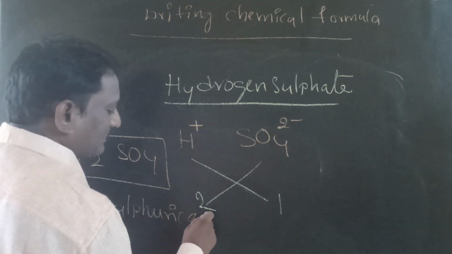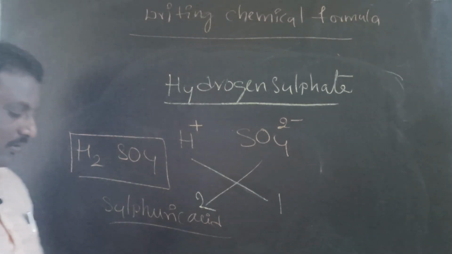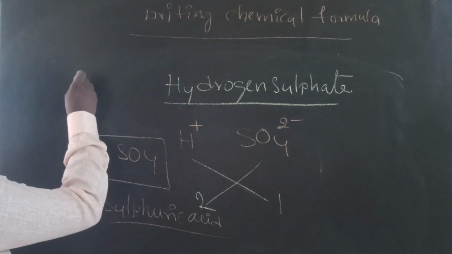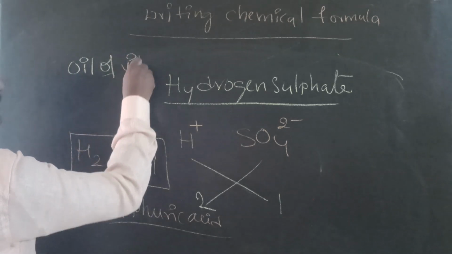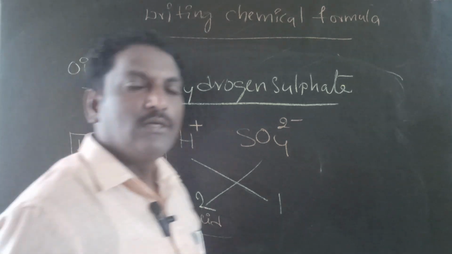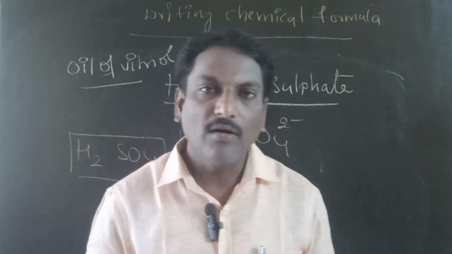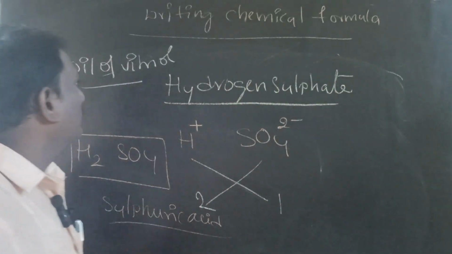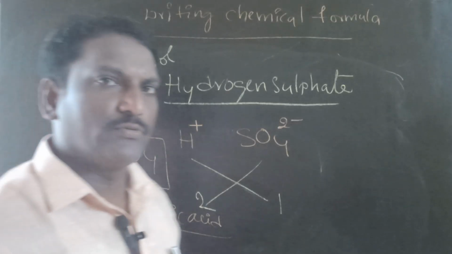Sulfuric acid is also called oil of vitriol. Write down oil of vitriol. Not only that, sulfuric acid is the king of chemicals. So this is how to write chemical formulas for some compounds.